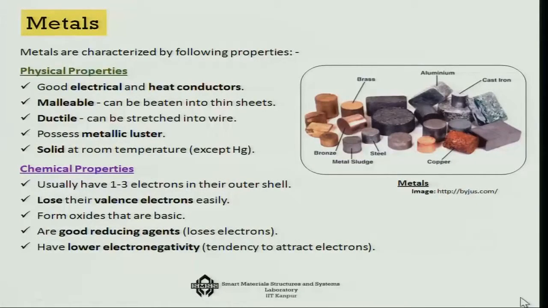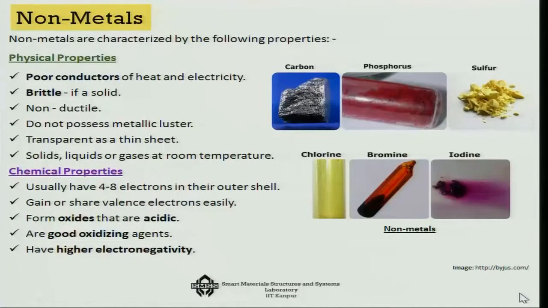Now, if you look at the non-metals, whatever metals do not have, most of those things non-metals are having. They are poor conductors of heat and electricity, and they are very brittle, and they are non-ductile. They are not malleable, you cannot make very thin sheets out of them. They do not generally possess metallic luster, that is for sure.